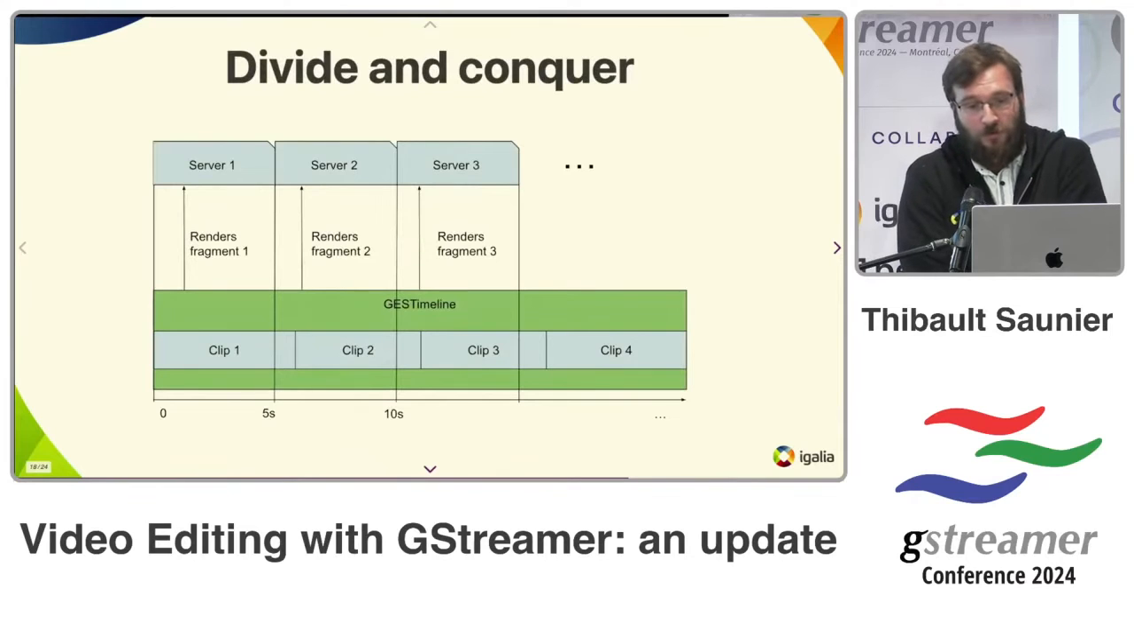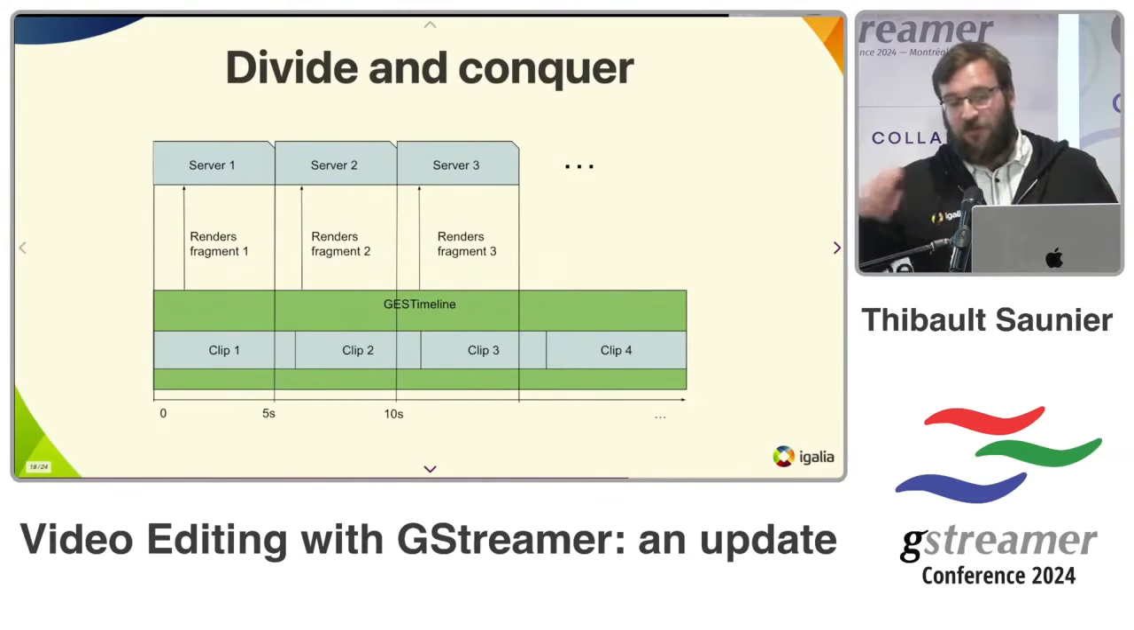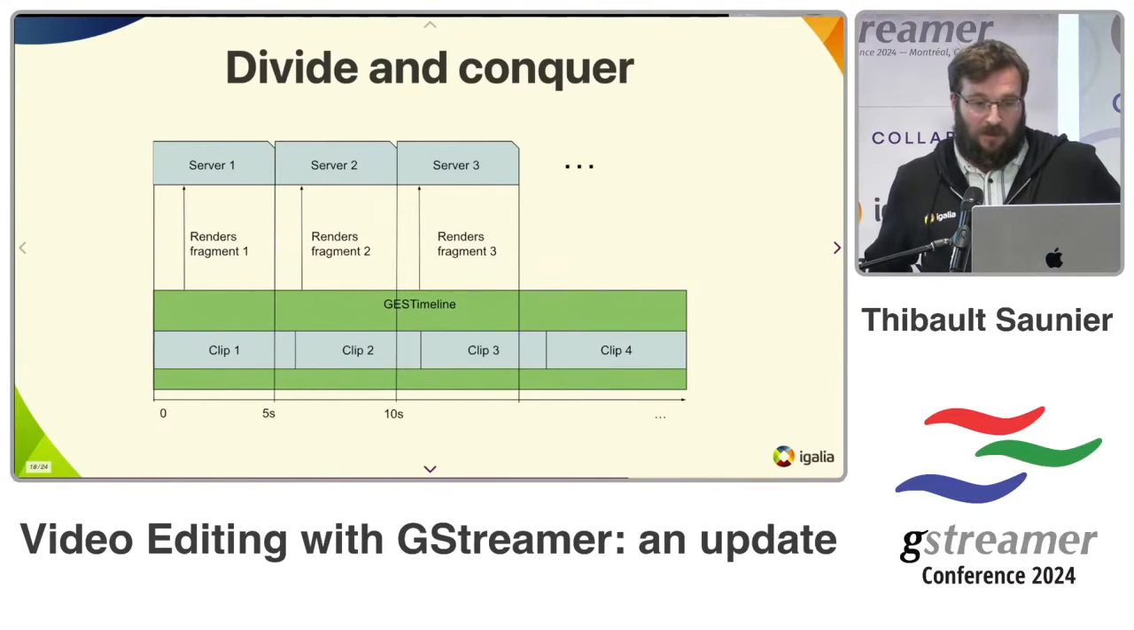So the final stream is a DASH stream. That's what we produce. And what we do is render only one or a few fragments per server. So we just divide the processing task between many servers. And virtually, if you have a 1 minute timeline or a 1 hour timeline, it's going to take the same time to be rendered. We just use more servers, right?